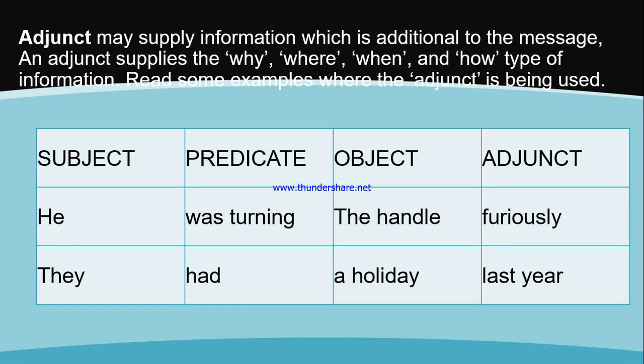Adjunct may supply information which is additional to the message, and adjunct supplies the why, where, when and how type of information. किसको आंसर करता है? Why को, where को, when को और how को. Read some examples where the adjunct is being used. Subject, predicate, object and adjunct. He was turning the handle furiously. They had a holiday last year. The extra information, the secondary information, the answer to why, where, when and how is called adjunct.